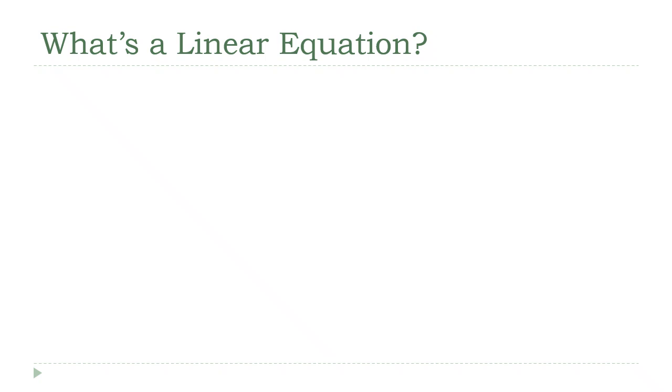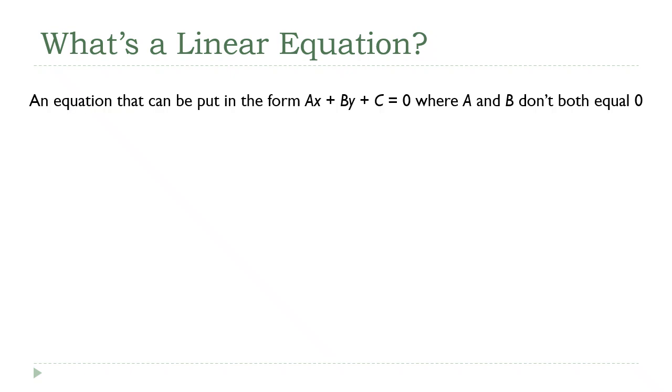So what do we mean by a linear equation? Well, this is the formal math definition, but what does it mean in plain English? Well, a linear equation is one that describes the relationship between two things that are changing at a constant rate with respect to each other.